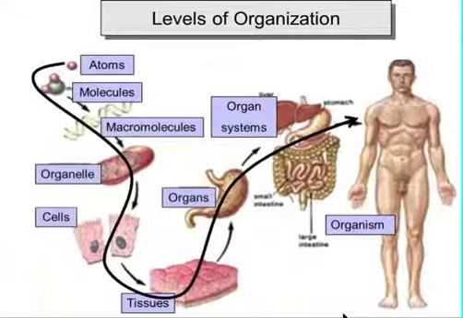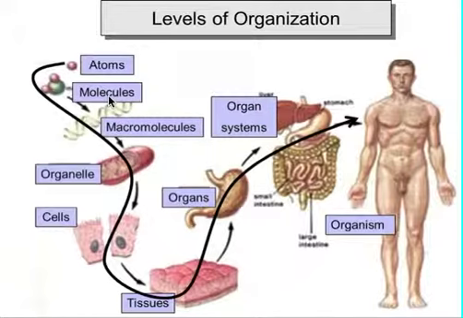level. And within the chemical level, we have atoms. Now, atoms are the smallest stable units of matter. And these atoms can be bonded together to form molecules. For example, when you have an atom of oxygen plus two atoms of hydrogen bonded together, they form a molecule of water. So we go from atoms to molecules.